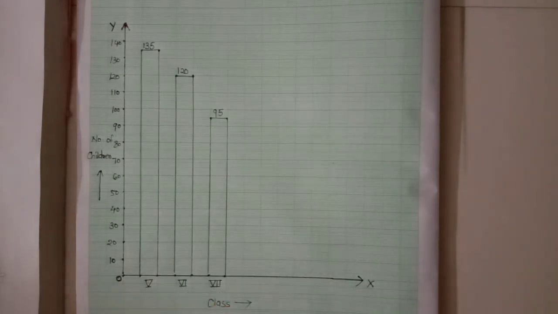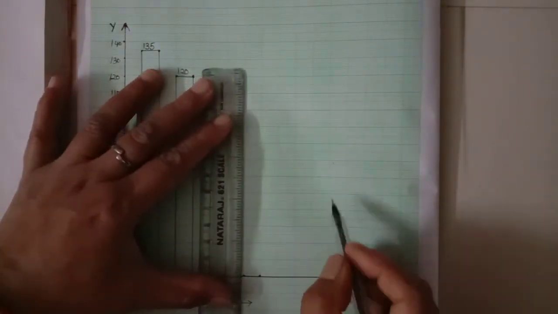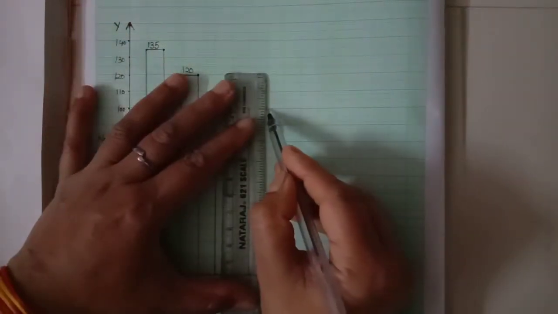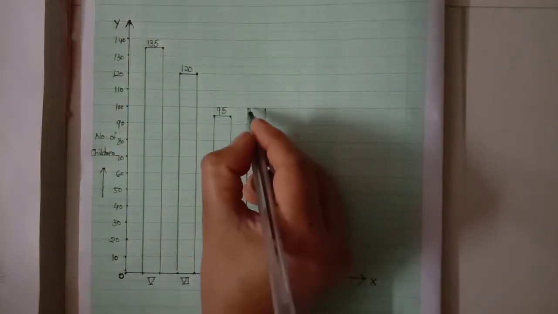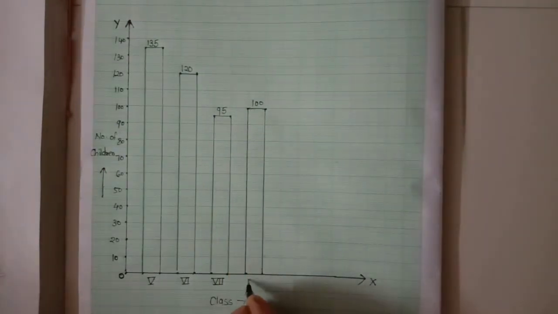Now we will make the bar for 8th class. In 8th class there are 100 students. So the height of this bar will go up to 100. Okay, this one is your 100, and this bar is for class 8.